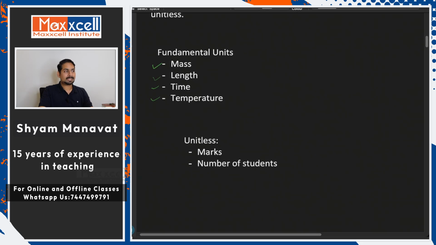Unitless means it could be marks. What is the average marks of the class in science subject? Remember, marks have no unit, right? So unitless values. Or number of students. Class A has 60 students, B has 50 students, D has 70 students. Find the average number of students in these classes. Number of students or number of people is also unitless, right? So when you have fundamental units or unitless values, that's where you use arithmetic mean to calculate the average.